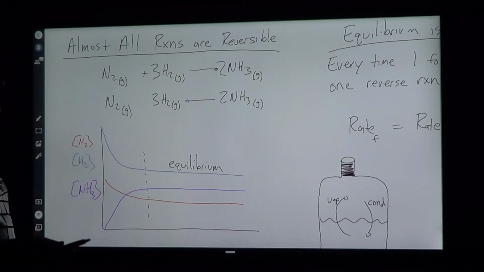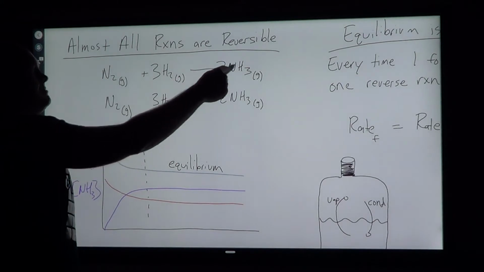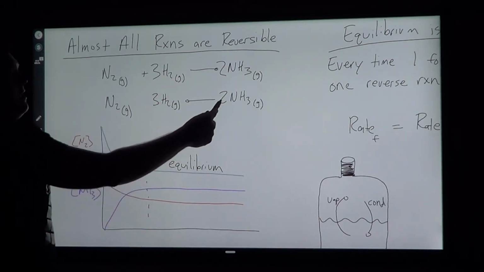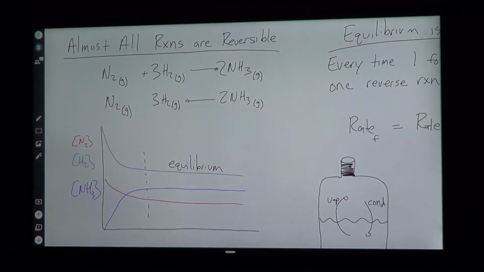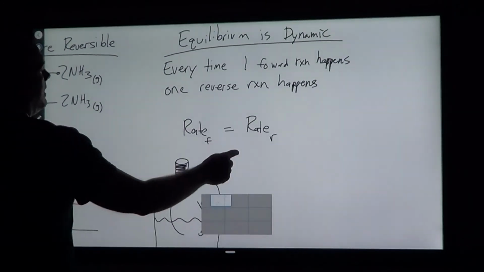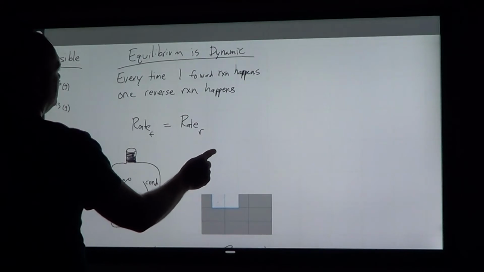So the key thing is to remember, nothing is as simple as this plus this makes that. You always get both the forward direction and the reverse reaction at the same time. So now I'm going to move over here, okay, and explain kind of what equilibrium is.